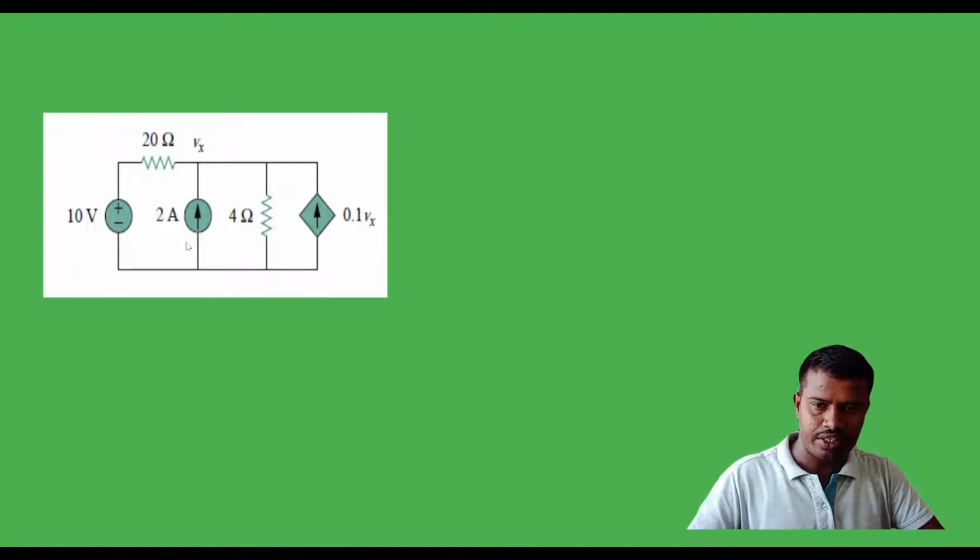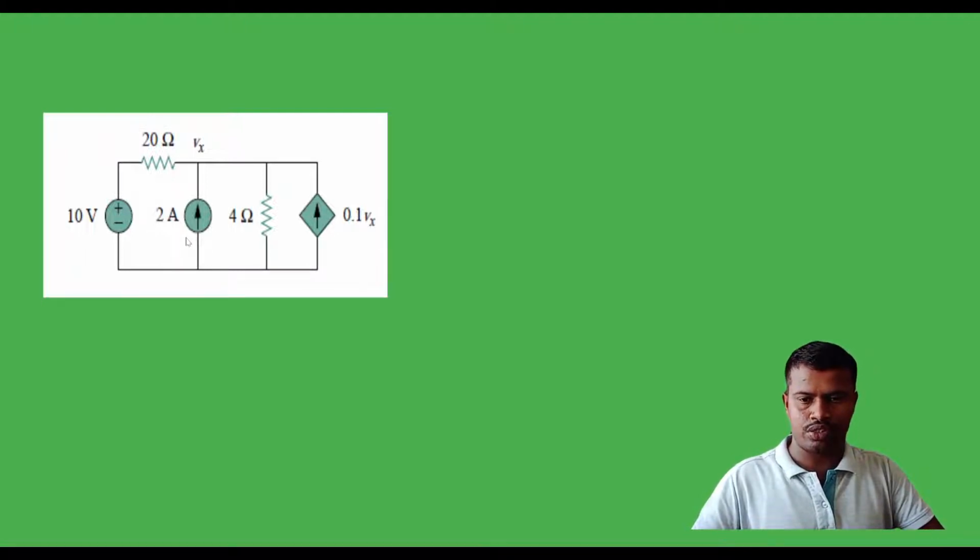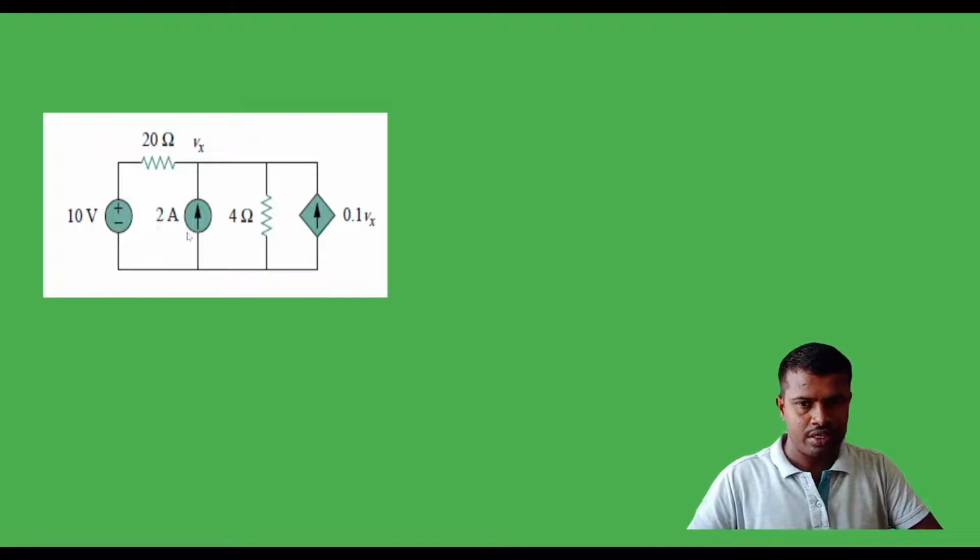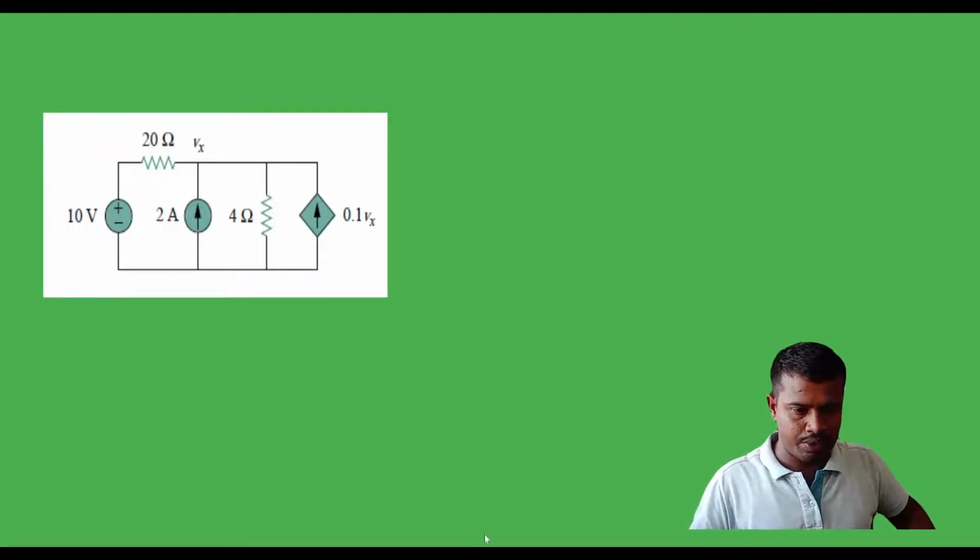One more thing we need to keep in mind: when we turn off a voltage source, it should be short circuited, keeping its internal resistance. In case of a current source we need to open circuit it. We will proceed with the first step here.